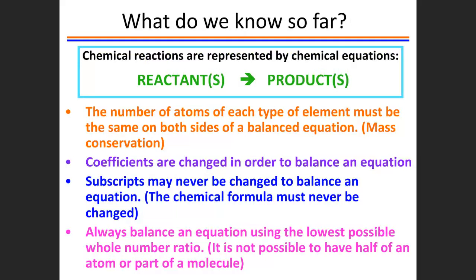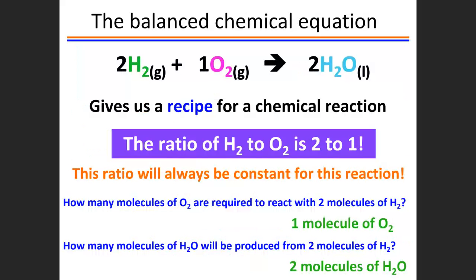Chemical reactions are represented by equations. That type of thing we all know now, we have done the practice. Here, let's talk a little bit. The equation gives us a recipe for a chemical reaction, and the ratio will always be constant for this reaction. How many molecules of oxygen are needed? That's the math, stoichiometry. This reaction is telling us that 2 molecules of hydrogen react with 1 molecule of oxygen and produce 2 molecules of water.